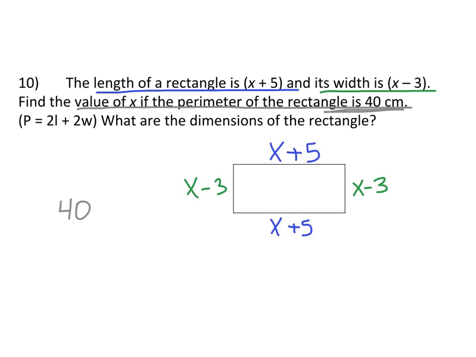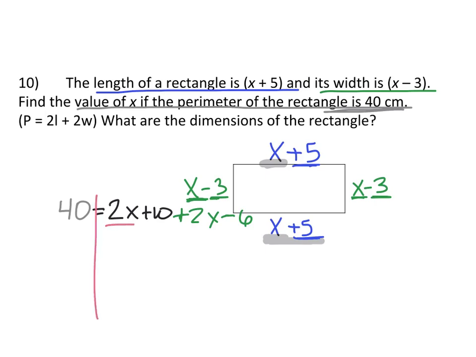So 40 is going to be equal to my 2 lengths. So my x plus 5 and my x plus 5. X plus another x gives me 2x. And then my 5 plus another 5 gives me a plus 10. My 2 widths, x plus x is 2x, and my minus 3 is a negative 6. And then from here, we're going to go ahead and solve.